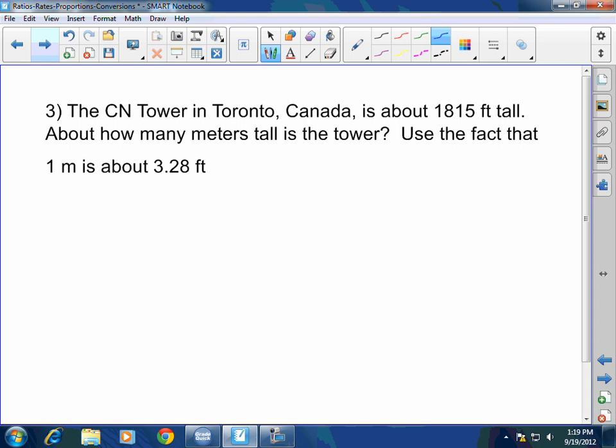From what they gave us, I'm going from feet to meters. So am I going from large to small or small to large? Small to large, because if you notice, 1 meter is 3.28 feet, correct? So I'm going small to large. I got to divide, right?